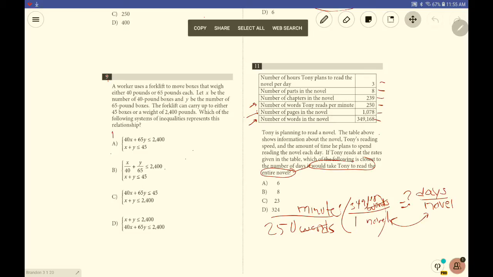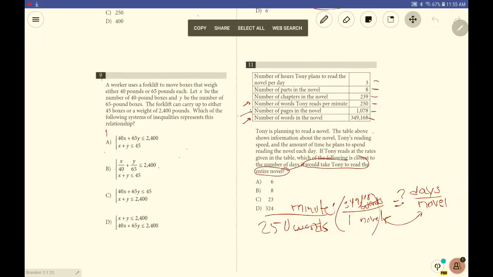So we actually looked at this as a unit conversion problem, which often is a way to get at some of these problems that seem a little difficult to deal with. So the number of days per novel, that's the unit we're looking for. We look for anything in that table that relates time to the number of words, the number of pages, the number of novels. And we have the number of words that Tony reads per minute, which is where we can start.